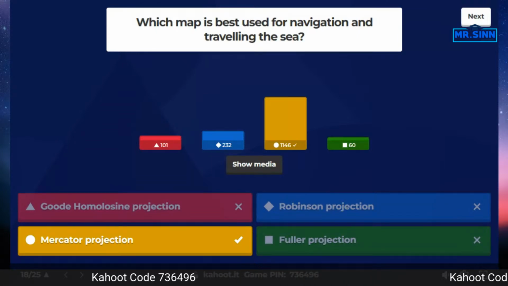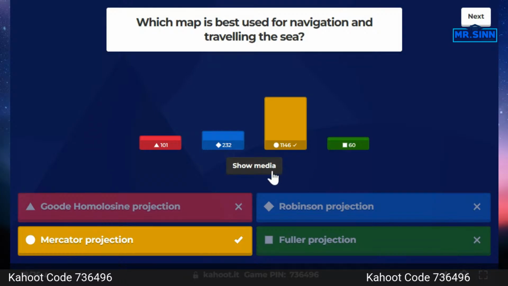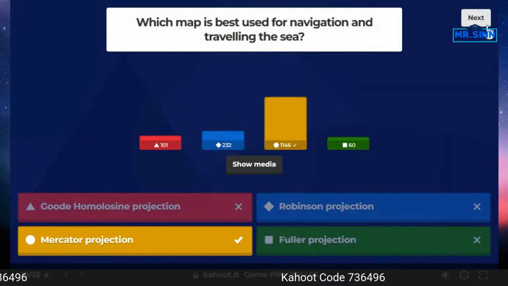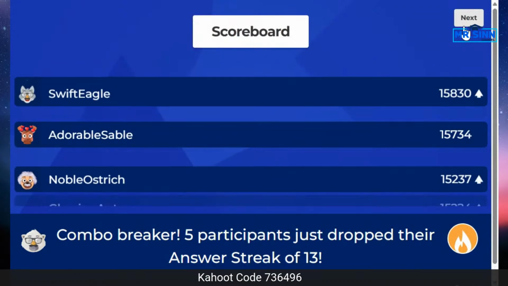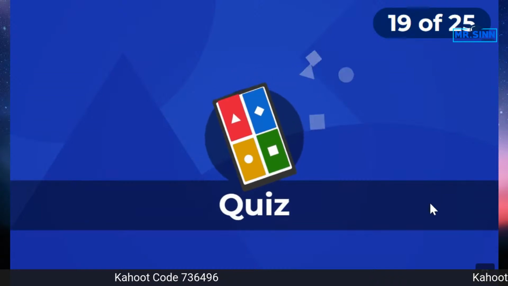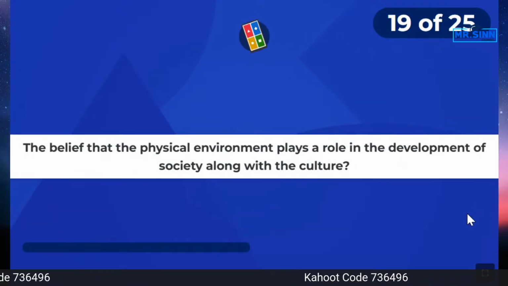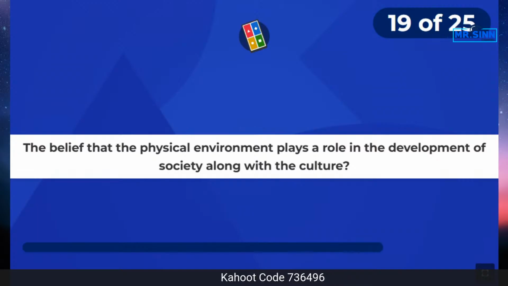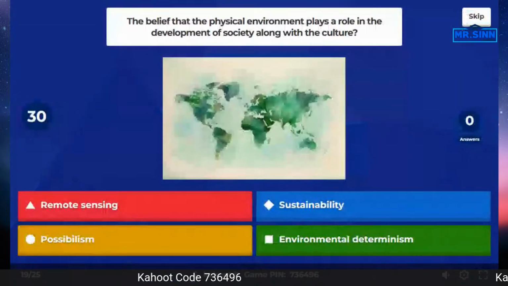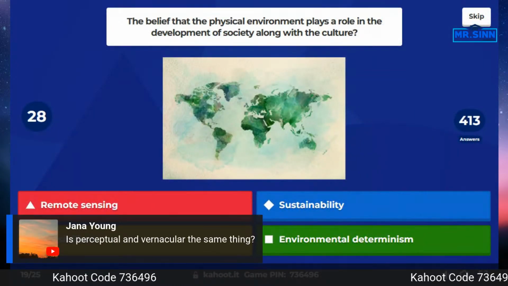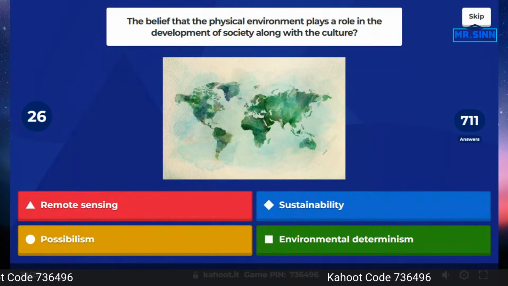Okay, here we go. Majority of people got this one. Awesome. It would be that wonderful, wonderful Mercator projection that does have a lot of distortion. All right, Swift Eagle moving up. We're at 19 out of 25. Getting down there to the end. Perceptual and vernacular. Yes, that is the same thing.